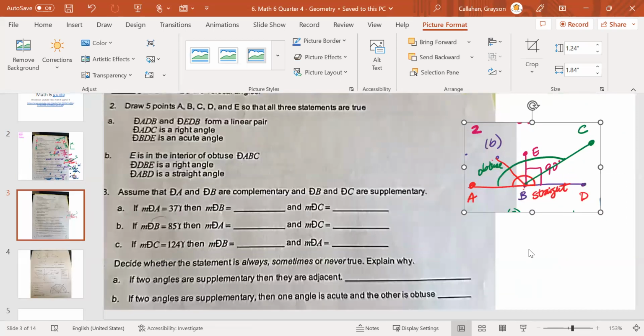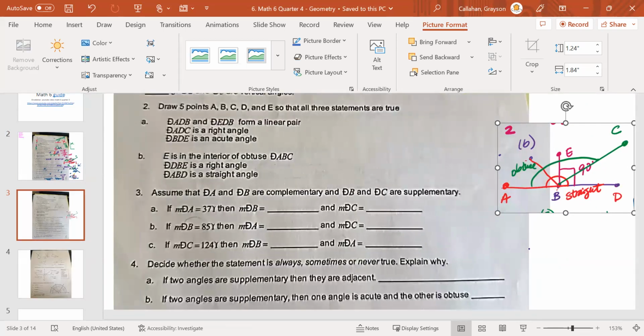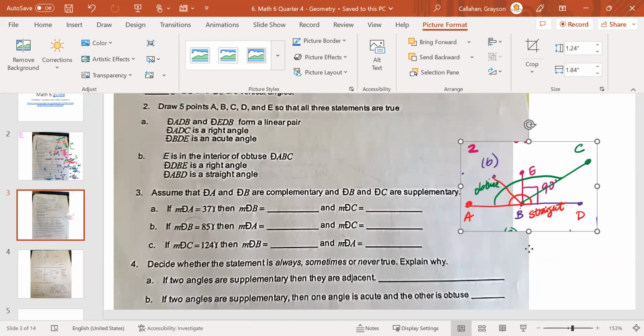Okay, so if DB equals 85, angle, I guess it means angle B is 85. I don't know what she's talking about here. Angle A and angle B are complementary. No, this is not the right one. Come on.